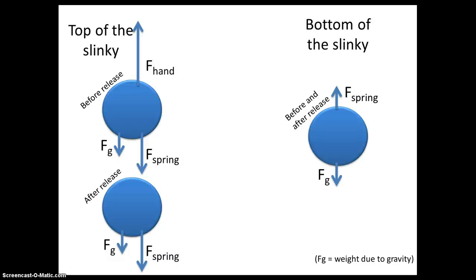The ball attached to the bottom of the slinky initially is just hanging motionless, which means that it is in static equilibrium. Therefore, the gravitational force and the spring force acting on it are equal and opposite. When the slinky is released, the upward spring force remains the same, so the ball at the bottom of the slinky just stays stationary.